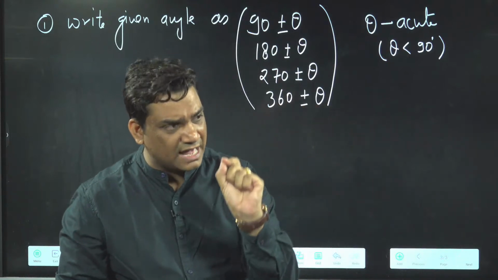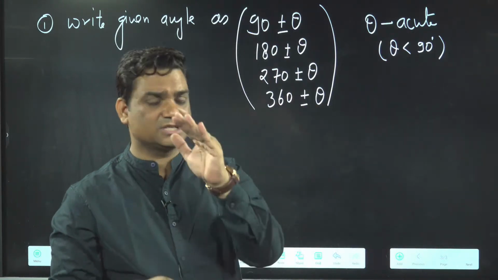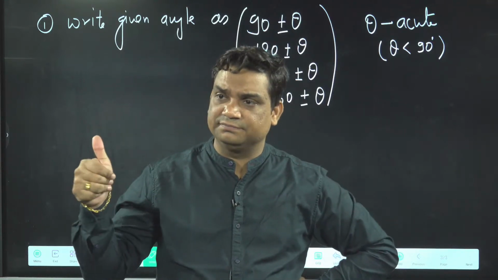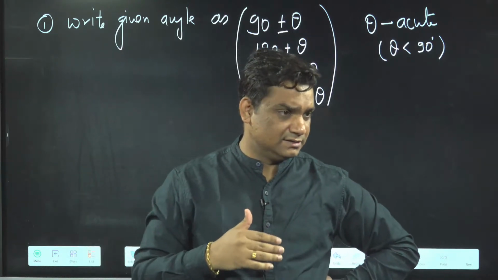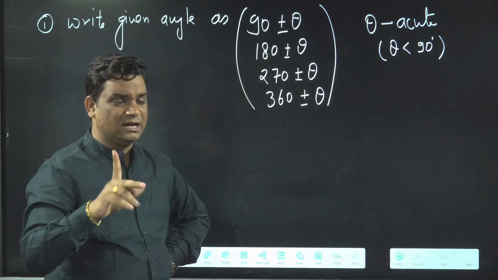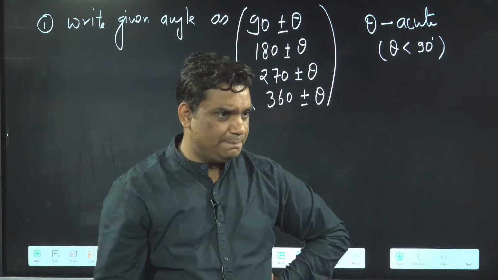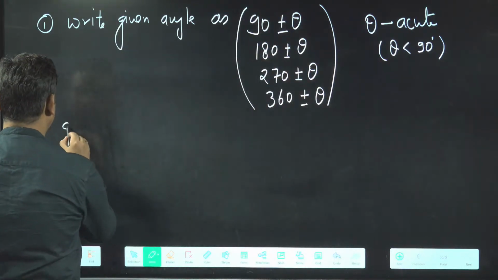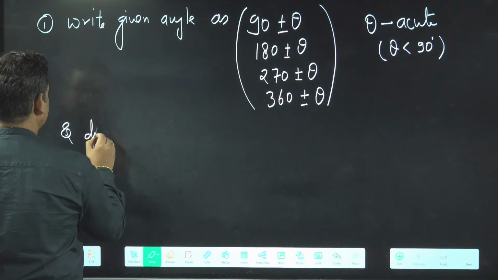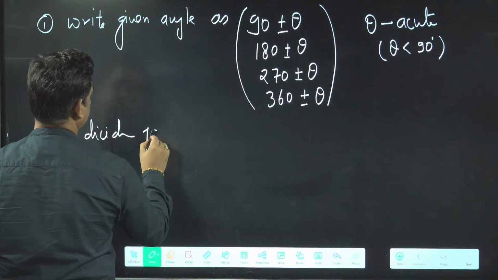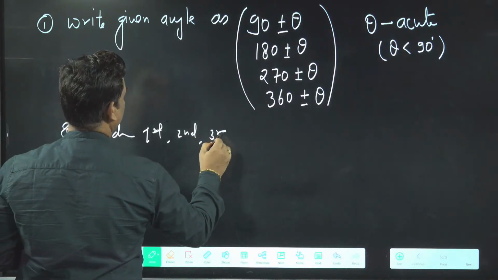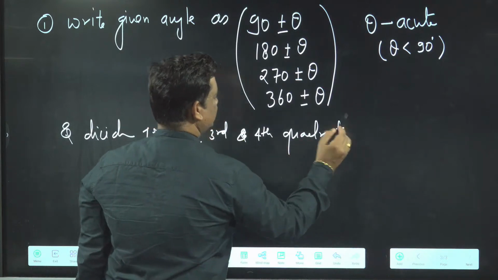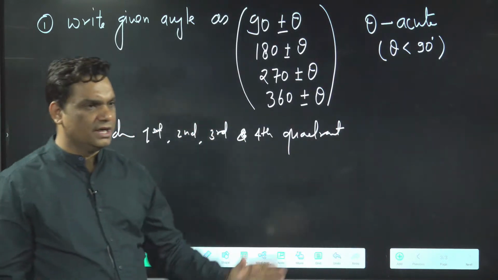So first step, write the given angle as 90 plus minus theta, 180 plus minus theta, 270 plus minus theta, or 360 plus minus theta. I hope this one is clear. Rule number one: we have to write like this. Then write the given angle as this and decide the quadrant: first, second, third, or fourth. We can easily decide.